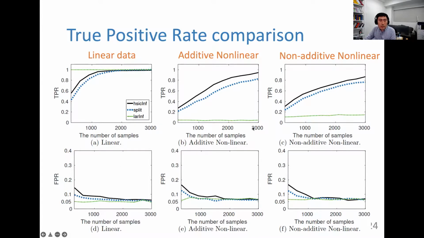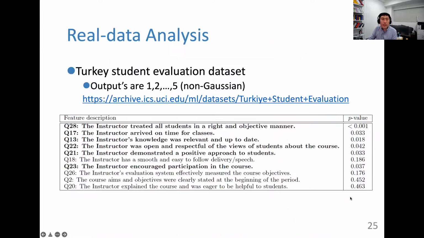So this is the true positive rate, and the bottom panels are the false positive rate. Again, if we have a large number of samples, then we can control the false positive rate for all the cases. So this is good. And we also ran several real data analyses.